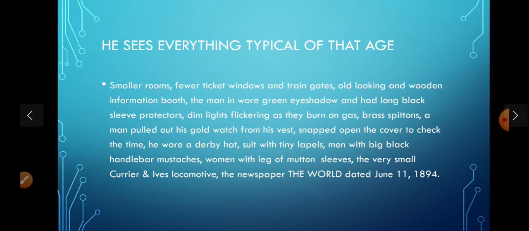The newspaper he saw, the name was what? The name was The World. The date of the newspaper was what? It was 11 June 1894. So these are actual textual proofs that one needs to memorize. So this section, what he saw and the details, I would suggest that you please memorize.